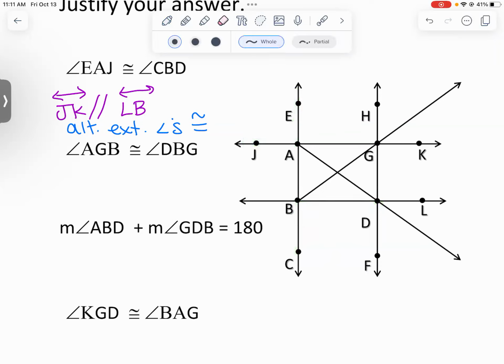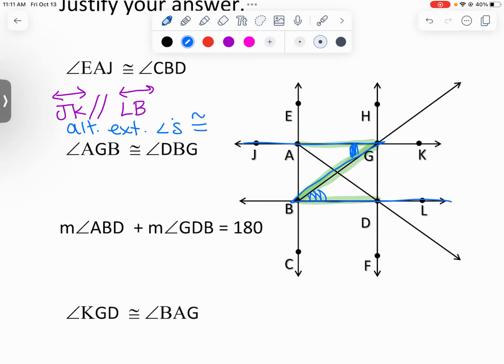Now I'm going to go to the second one. I'm going to highlight AGB and DBG. These two angles are congruent. So when we have that Z, we have a transversal and parallel lines. I like that. Those are alternate interior angles.